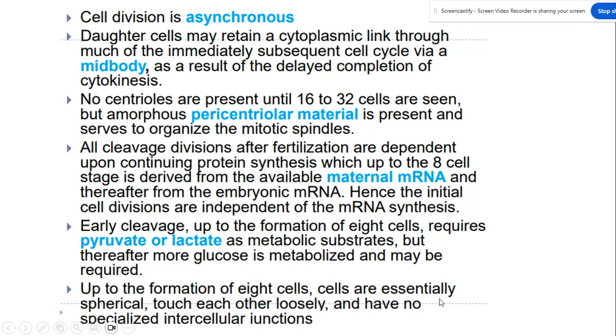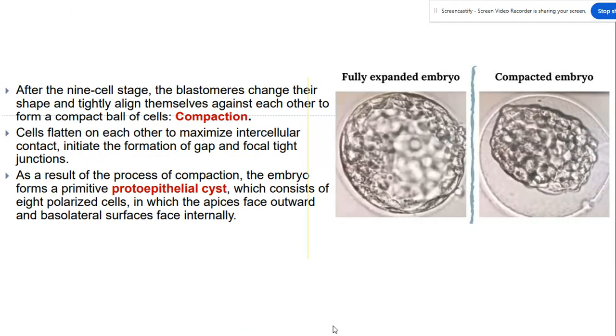Up to the formation of 8 cells, cells are essentially spherical, touch each other loosely and have no specialized intercellular junctions, right? So up to 8 cells, cells are essentially spherical, touch each other loosely, there's no connection, and have no specialized intercellular junctions. After the 8-cell stage, the blastomeres change their shape and tightly align themselves against each other to form a compact ball of cells called compaction, right? So slowly and gradually they're becoming more sophisticated. They're not just loose. They're taking shape. They're getting ready to be a full-blown embryo, right?